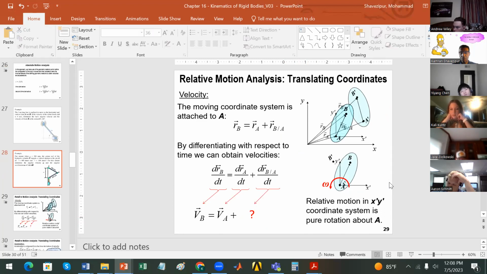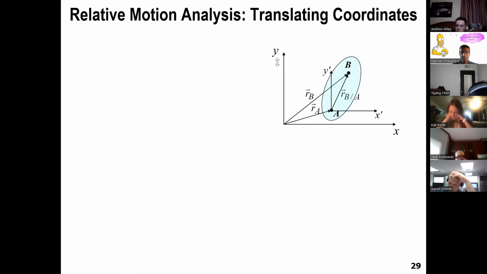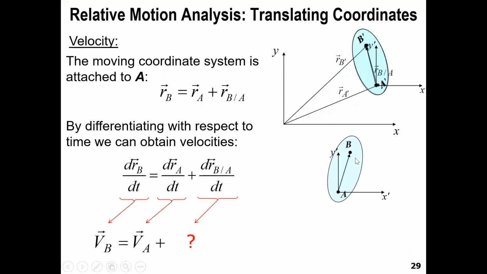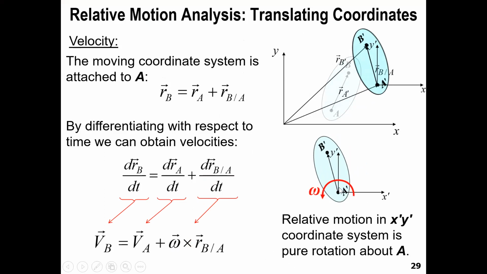So now that you are sitting on point A, and you see this motion, technically, if this is rotation about a fixed point, this should be omega cross R, which R? R of B with respect to A, this R. And that is how you get the velocity of B using the velocity of A and omega of the rigid body.